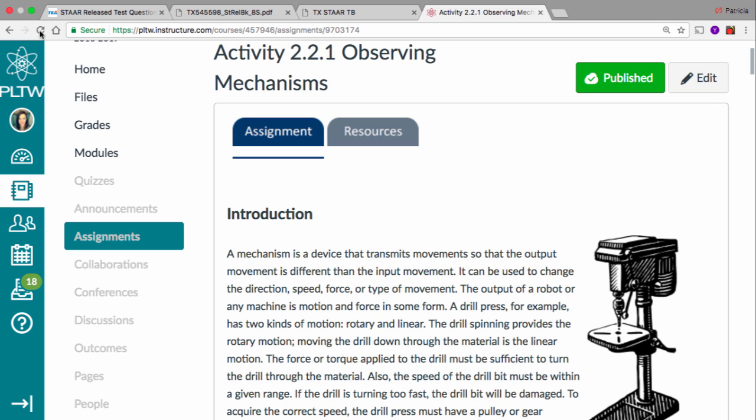So, mechanisms. Here we are, guys. We're getting to the information we need to know so we can start building. A mechanism is defined as a device that transmits movement so that the output movement is different than the input. So, some vocabulary right off the bat: output and input. Input is the motion that you put in, and the output is what happens as an effect.